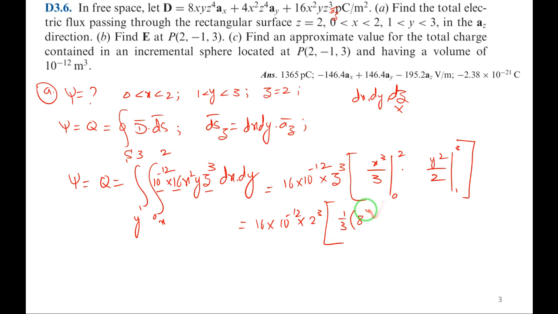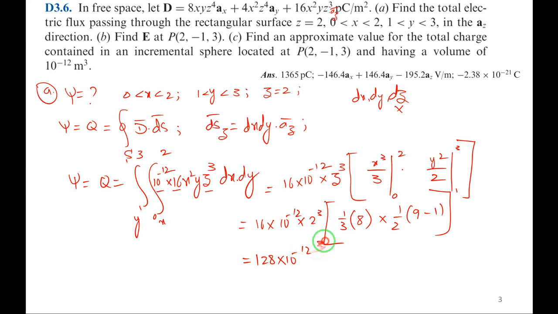Minus lower limit, it is 0. So I will be getting this, then into 1 by 2, open bracket, upper limit is 3, 3 square is 9, minus lower limit is 1, 1 square is 1, right? So calculate this. 16 into 8, 2 cube is 8. So I am getting it as 128, 128 into 10 power minus 12.